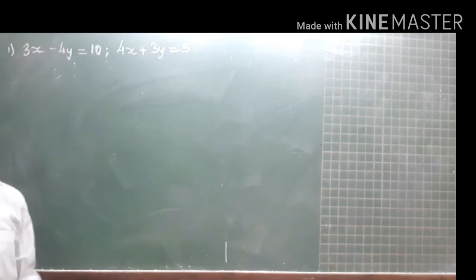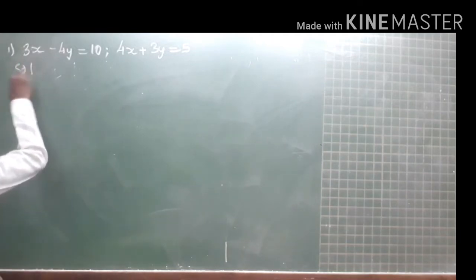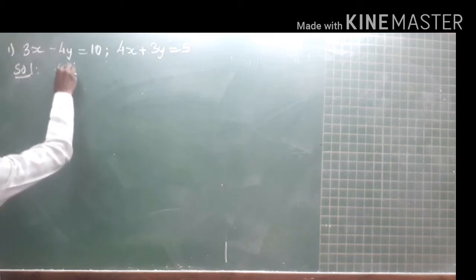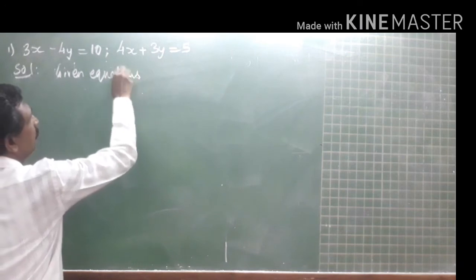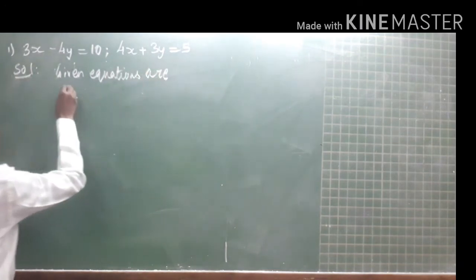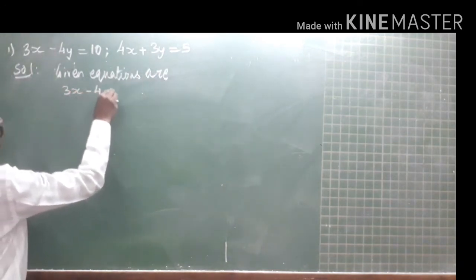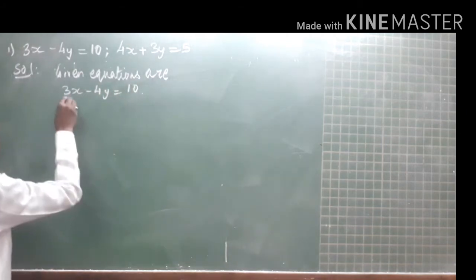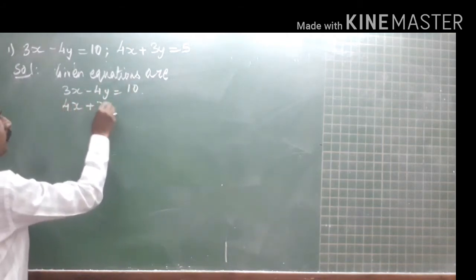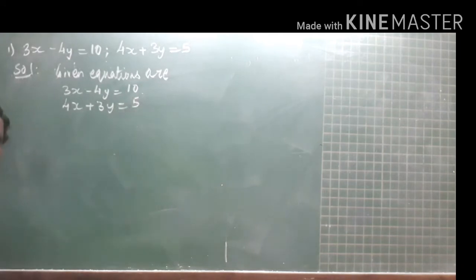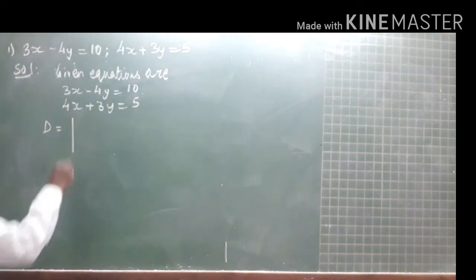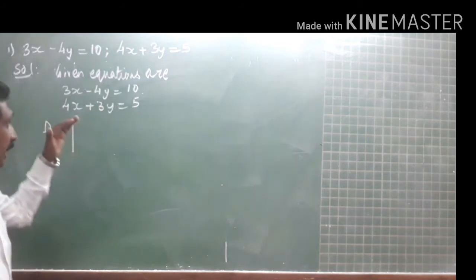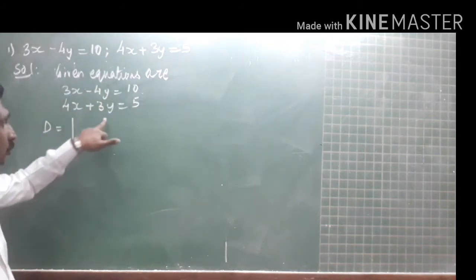Let us solve the simultaneous equation by Cramer's rule. Solution. Given equations are, first one, 3x minus 4y is equal to 10, 4x plus 3y is equal to 5. Let's find d. D is equal to, as we have already studied, A1, A2, B1, B2.